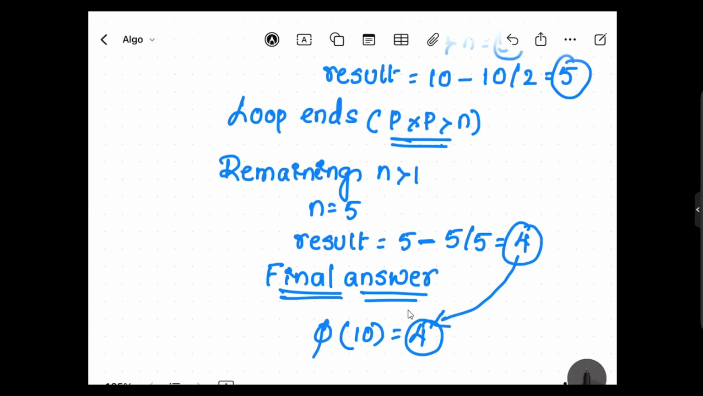n is greater than 1, so we'll be considering 5 here. The result will be going with 5 minus 5 by 5, accordingly with the code that we have written, and that leads to 4. So the final result is nothing but 4. Phi of 10 is nothing but 4.